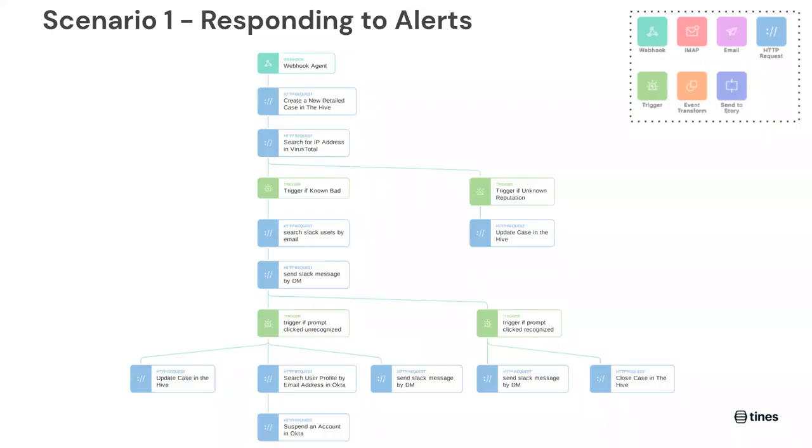If Jack says, I don't recognize this, we're going to search for Jack's user profile using that email address in Okta, and then we're going to suspend his account in Okta immediately because clearly something's happened and his account's been compromised. We're going to send him a message on Slack saying, hey, your account's been compromised, and we're going to take some actions, and then we're updating a case in the Hive. We can also obviously do things like alert people in PagerDuty, etc.